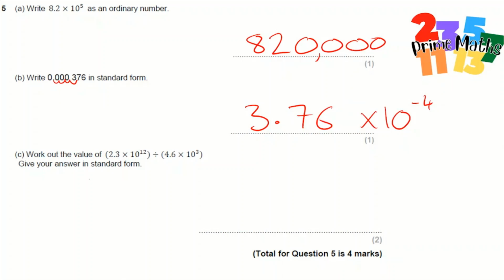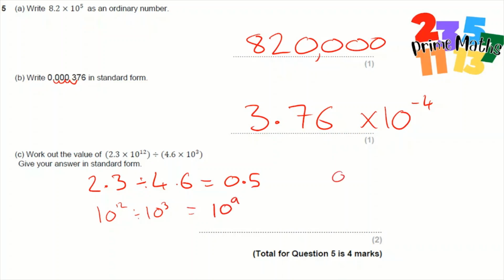For standard form calculations, we're going to do 2.3 divided by 4.6. We're also going to do 10 to the 12 divided by 10 to the 3. 2.3 divided by 4.6, you should be able to see is a half, or 0.5. And then here we subtract our powers to get 10 to the 9. 0.5 times 10 to the 9 is not in standard form. We make 0.5 10 times bigger, so we make 10 to the power of 9 10 times smaller, and your answer is 5 times 10 to the 8.